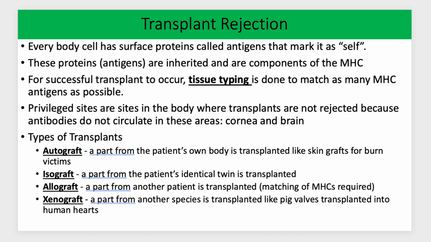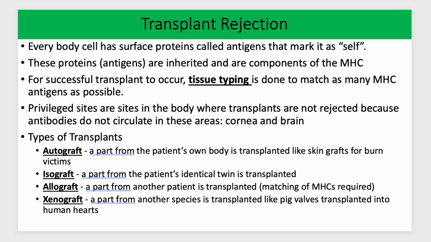Isograft would be if you have an identical twin. So their genetics are exactly identical to you, and you take some of their tissue and you transplant it to their twin. So, for example, a kidney transplant from two twins is going to be perfectly compatible because their DNA is exactly the same.